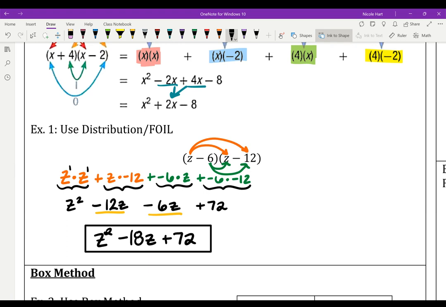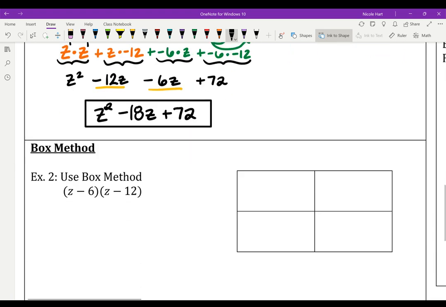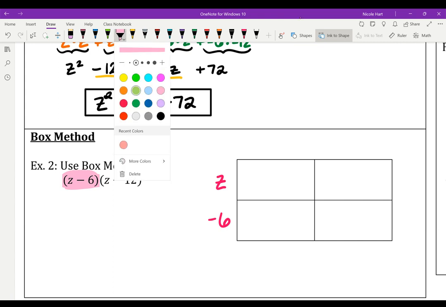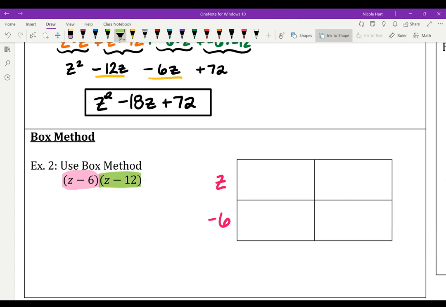Next, we will look at the box method. So the box method isn't much different. It's just visually a different way to look at it. It might be helpful for some kids who are just learning this. So the box method, we are going to isolate each binomial. I'm going to take that z minus 6, and I'm going to write it down the side of my boxes here. So z minus 6 is one of our binomials, and then I will take z minus 12 and write it across the top.